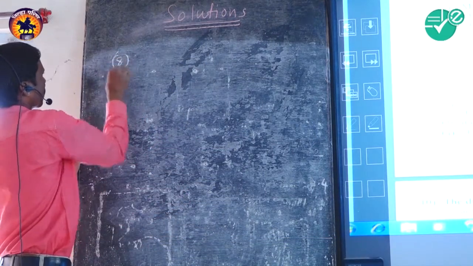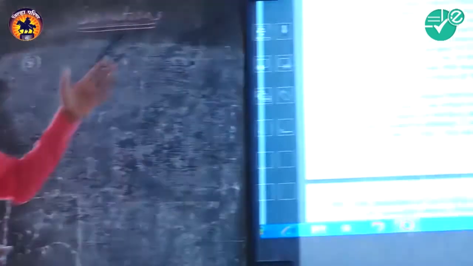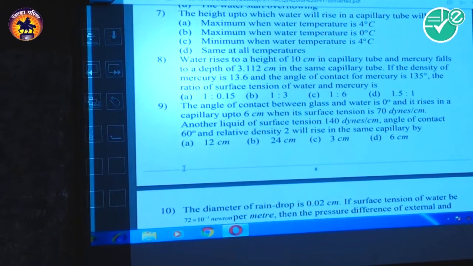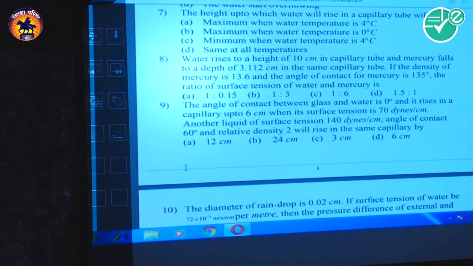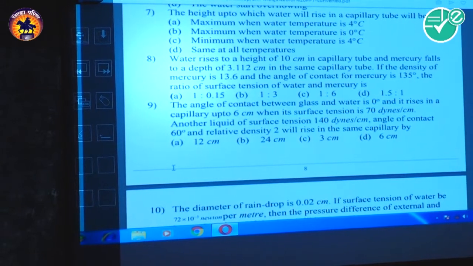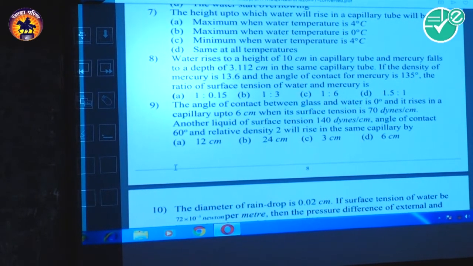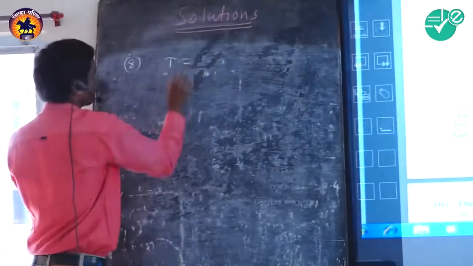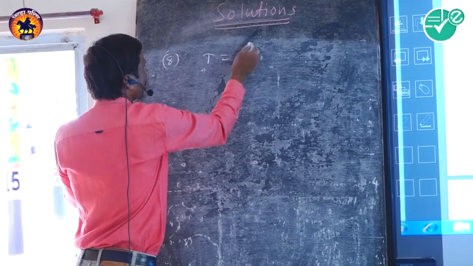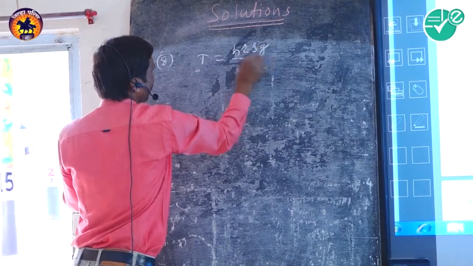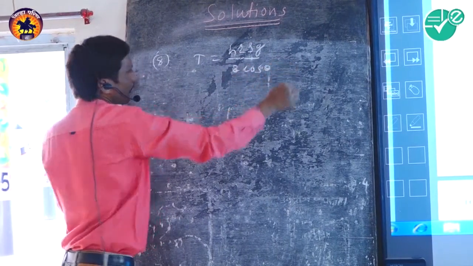Here the 8th MCQ. Water rises to a height of 10 centimeter in a capillary tube and mercury falls to a depth of 3.12 centimeter in the same capillary tube. If the density of mercury is 13.6 and the angle of contact for mercury is 135 degrees, then the ratio of surface tension of water and mercury is. We know surface tension is given by this expression: T equal to h rho R g divided by 2 cos theta.